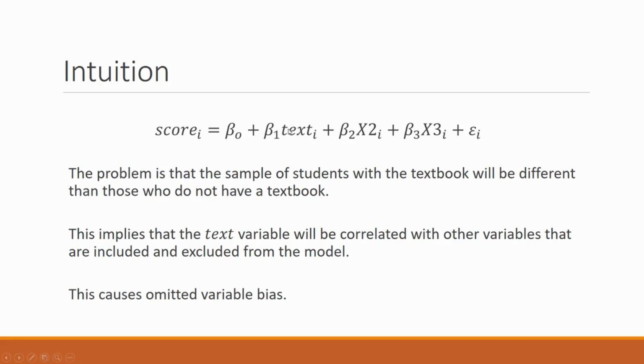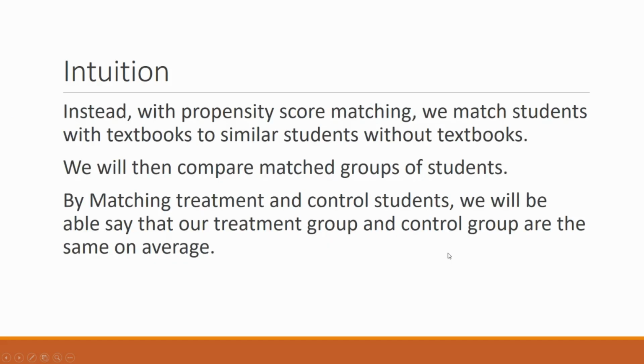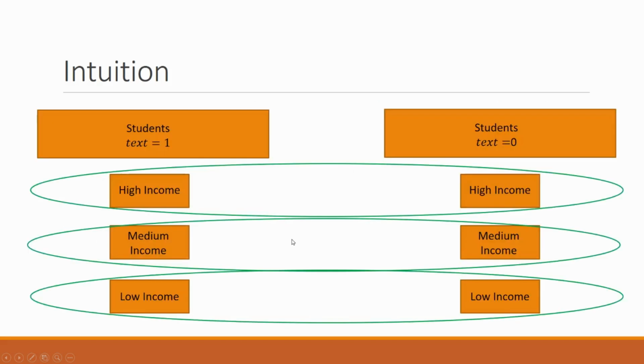Now remember, if the textbook variable was randomly assigned, then we would be able to say that these students are the same as these students. But we can't say that in this case because it was not randomly assigned. Well, with propensity score matching, we're trying to mimic the randomization by matching treatment students to control students. And so here, we're going to take our sample of students that have the textbook and our sample of students that don't have the textbook, and we're going to try to separate them into groups and match them according to their characteristics.